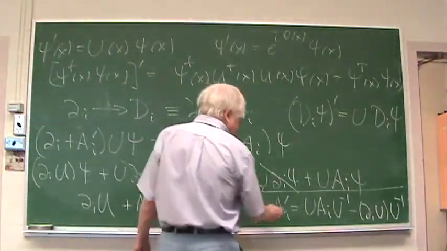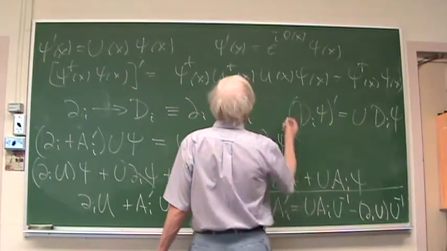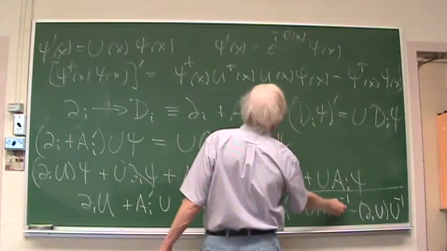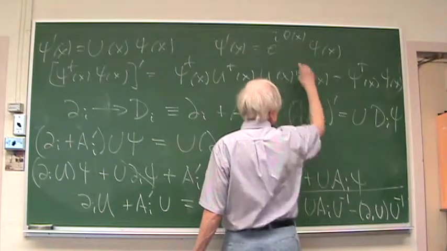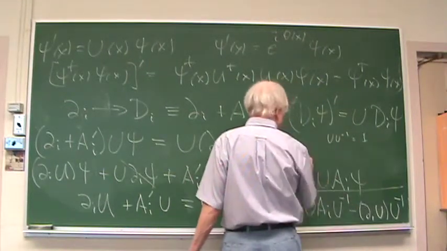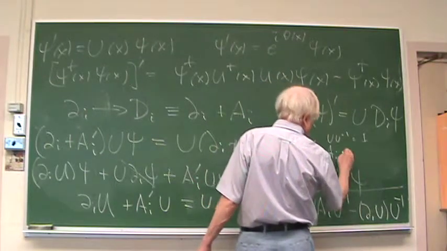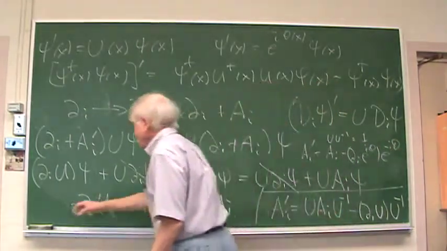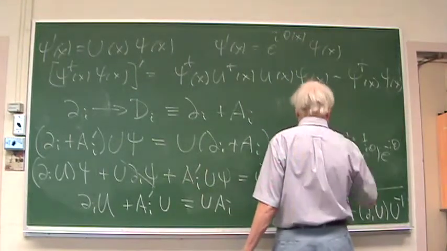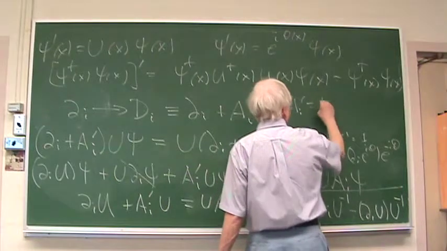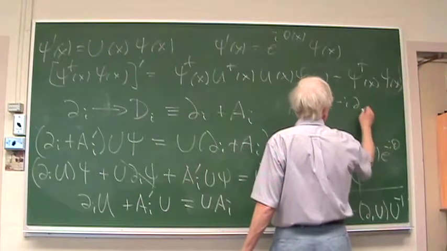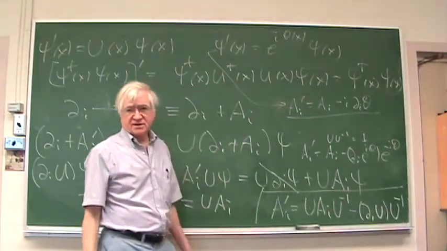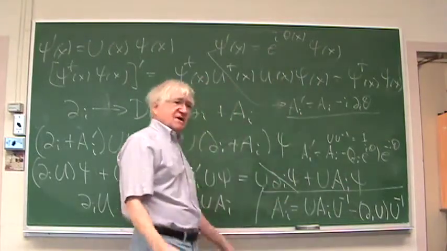All right, notice that this is a generalization of what happens in the case of electrodynamics. In the case of electrodynamics, this thing here is just a phase factor, and so this thing cancels. U in this case is just this, so U inverse is just one, and so A_i prime is equal to A_i minus d_i of e to the i theta, e to the minus i theta. If I erase this, what you get is A_i prime is A_i minus i d_i of theta. You recognize this as the gauge transformation of electrodynamics. And when you combine it with this, you have the gauge transformation of quantum electrodynamics.